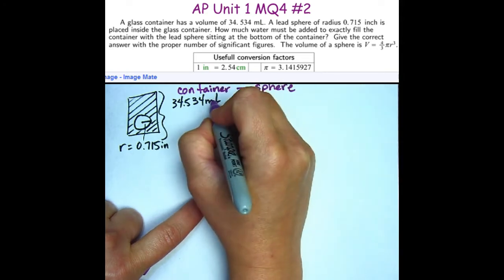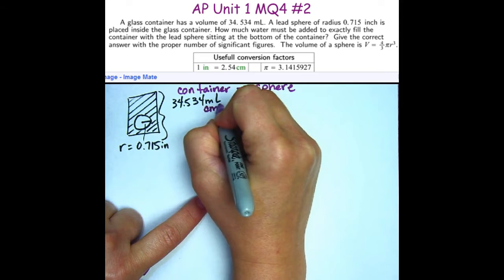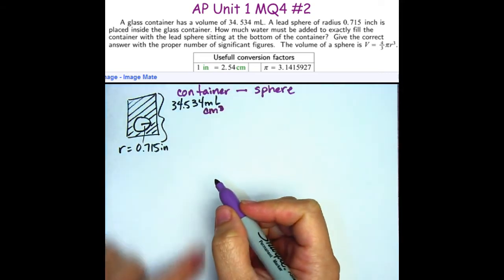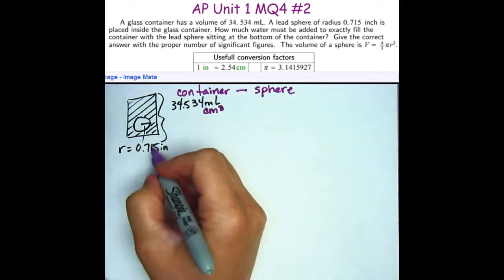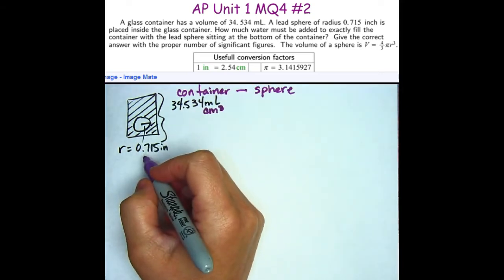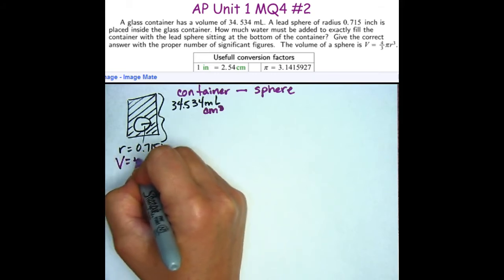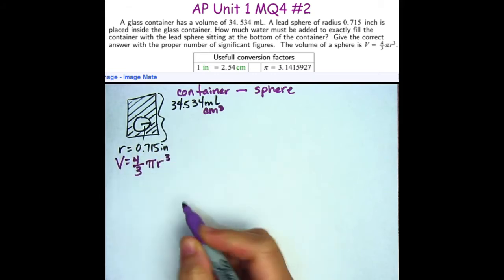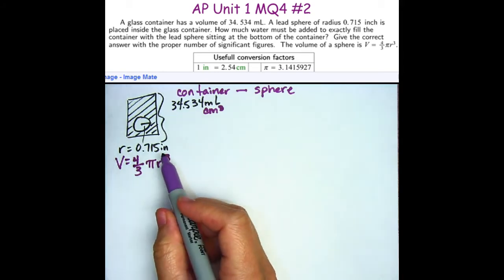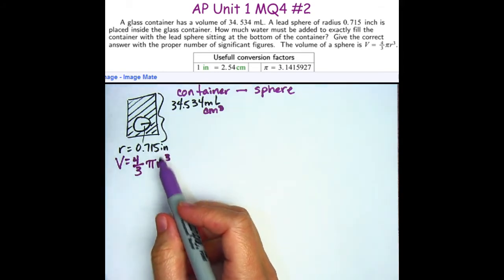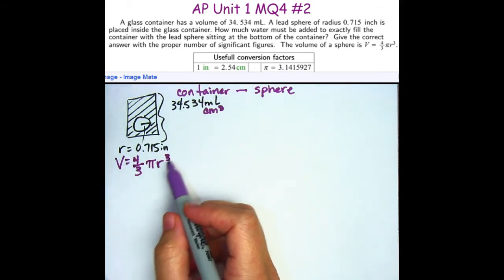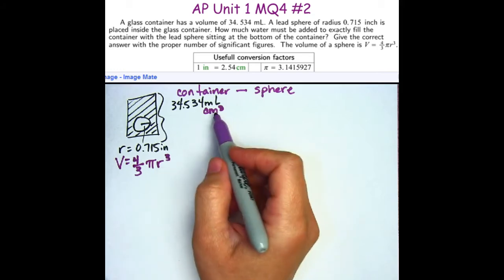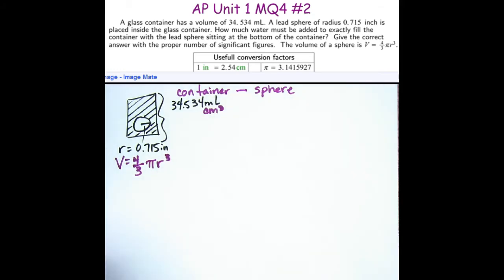Keep in mind that milliliters is the same thing as centimeters cubed. So I would like to go ahead and solve for the volume of the sphere, which they tell us the equation is volume equals 4 over 3 pi r cubed. And if we have the unit of the radius in centimeters, then we'll end up with our answer in centimeters cubed, which would then match the unit on our container. So let's go ahead and solve for the volume of our sphere.